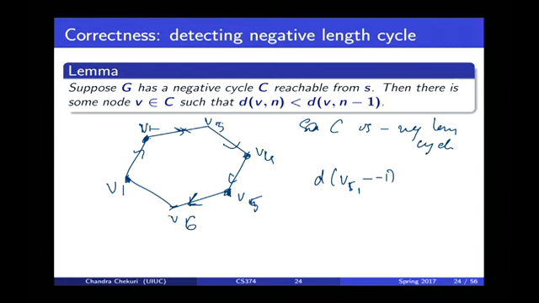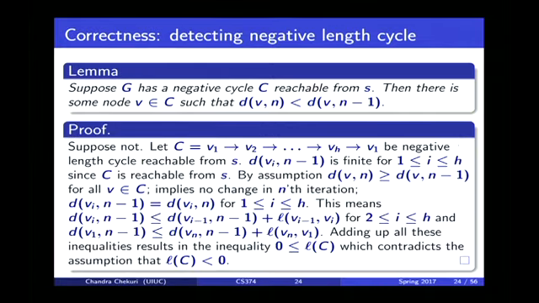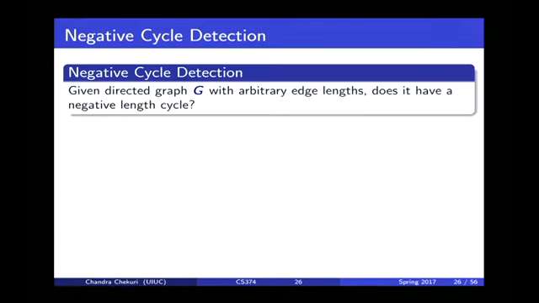So if there is a negative length cycle, somebody has to go down, right? If everybody is going to stay put, that means the length of the cycle must be positive. It's good to think about it offline. So that's the correctness of the negative cycle detection, right?